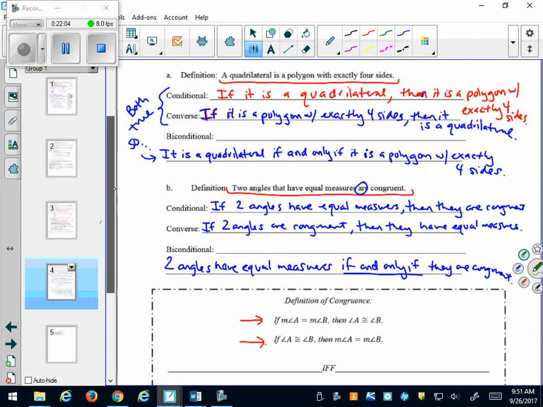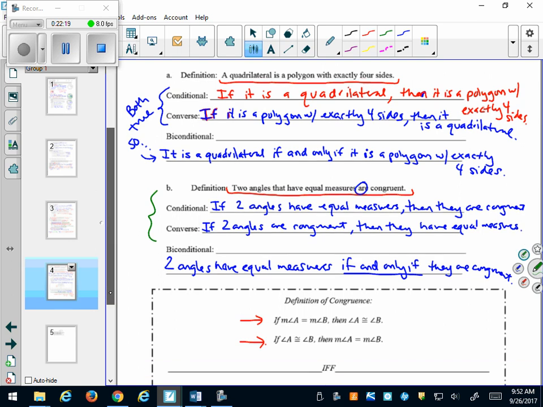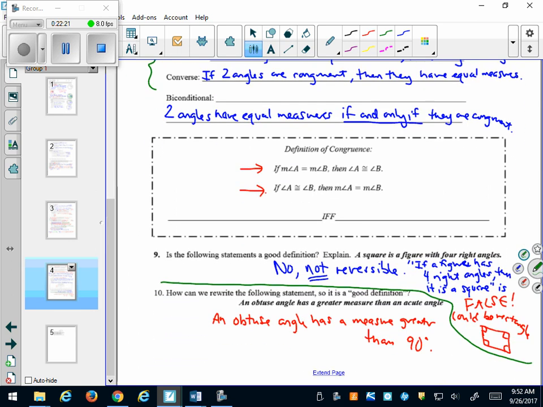Okay, so if you did these conditionals and converses, remember if they're both true, then you can write the biconditional, and that was the case for both of these. And then down here, is this a good definition? A square is a figure with 4 right angles? No, it's not a good definition because it's not reversible.